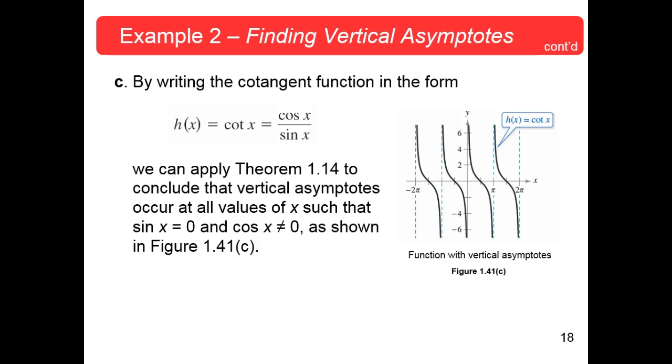When this one's 0, that one's not. When this one's 0, that one's not. So you'll never have a 0 over 0 or an indeterminate form, but you can have vertical asymptotes. And where are these? Everywhere that x is a whole pi, which would be at 0, pi, 2 pi, 3 pi, negative pi, negative 2 pi, negative 3 pi. These are all your vertical asymptotes for cotangent x. They occur there because cosine x can be 0, but never at the same place as sine x is equal to 0.